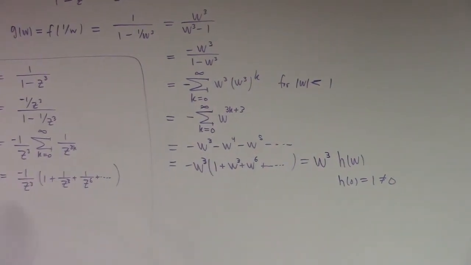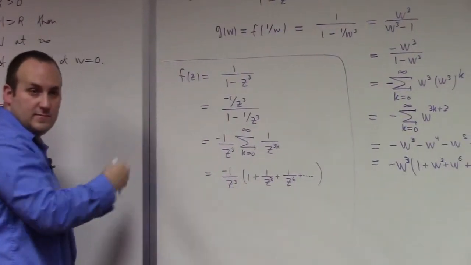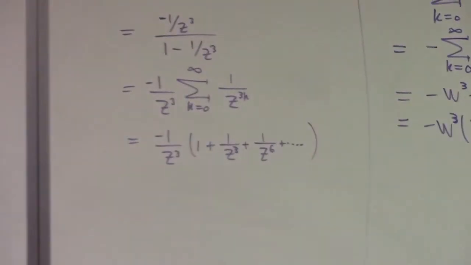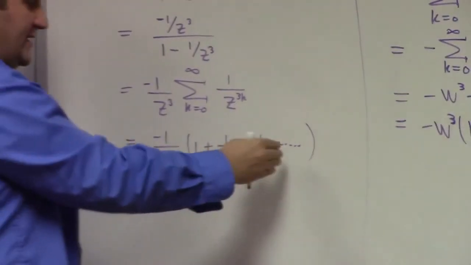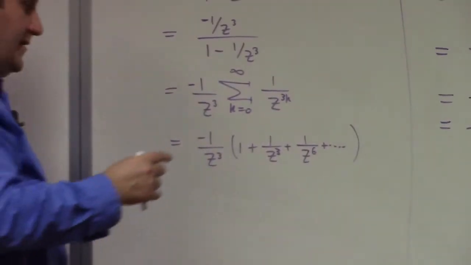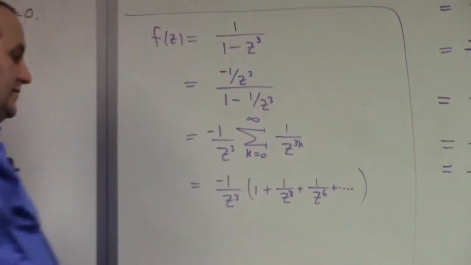Anyway, you can also see that it has a zero of order 3 at infinity from this expression. In other words, there's an analog of the theorem I showed you last time about factoring out an analytic function times z minus z naught to the n. Here you factor out a Laurent series and a particular pole.